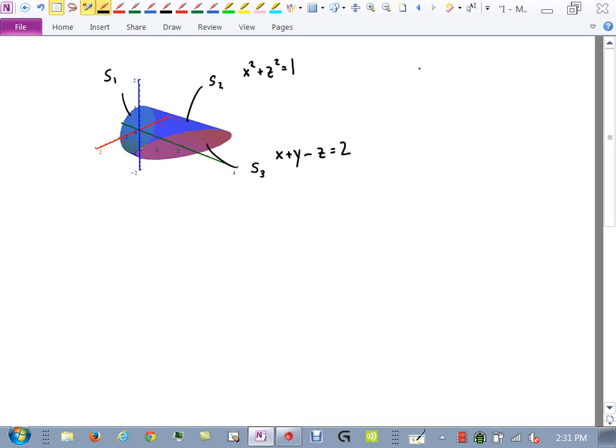So S1, quickly. R of S1 of UV is V cosine U, 0 for the Y component because you're not going to move, and then V sine U, with U between 0 and pi, V from 0 to 1. I can tell some of you are catching on to this.